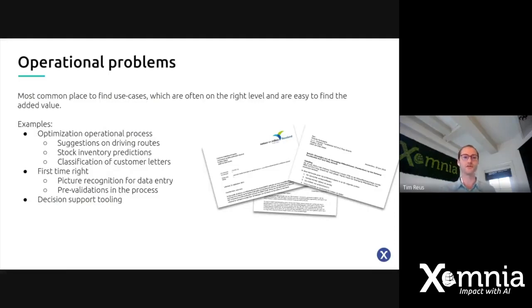Then there's another thing you could do within operational problems, and that's the first time right principle. Probably you all are familiar with this. It's really a concept that comes from the lean perspective, but data science can really help in this. So use picture recognition instead of manual entries, or use pre-validations within your processes. So if someone has to type some sort of information or data into your system, put some validations. Does this make sense? Is this possible? If not, give it back straight away so you don't have garbage in, which also means in the end you don't have garbage out.